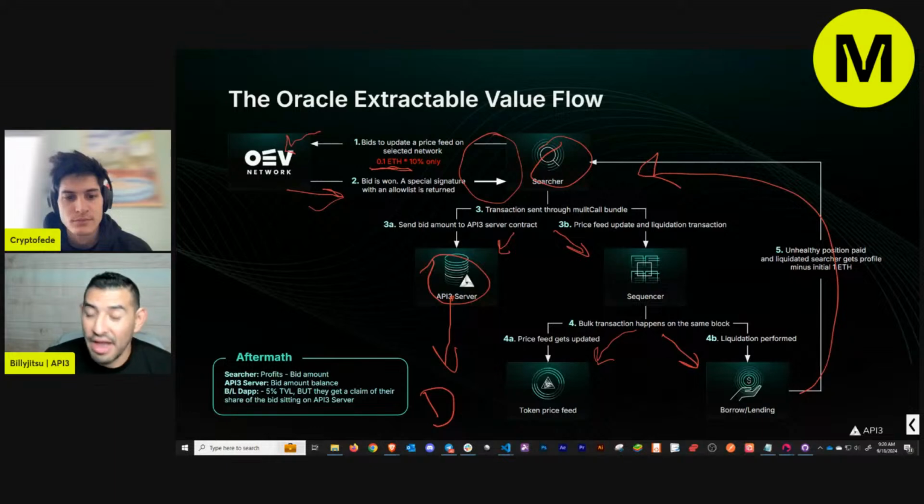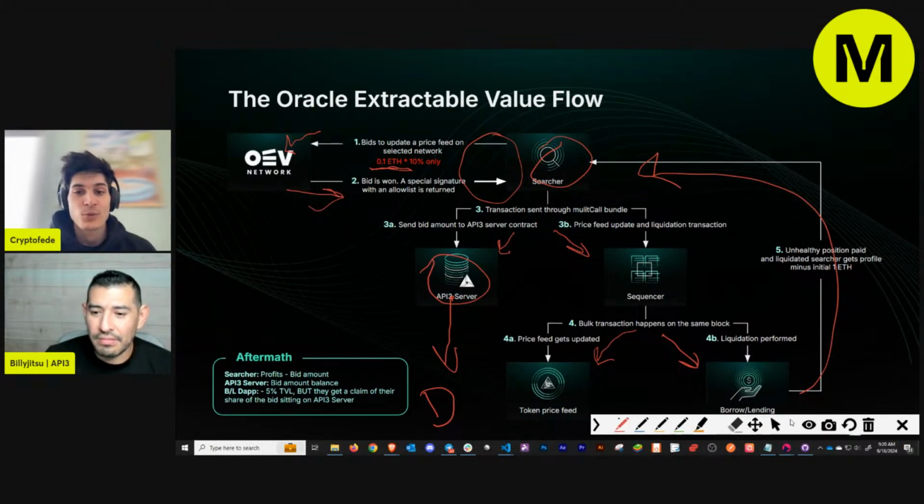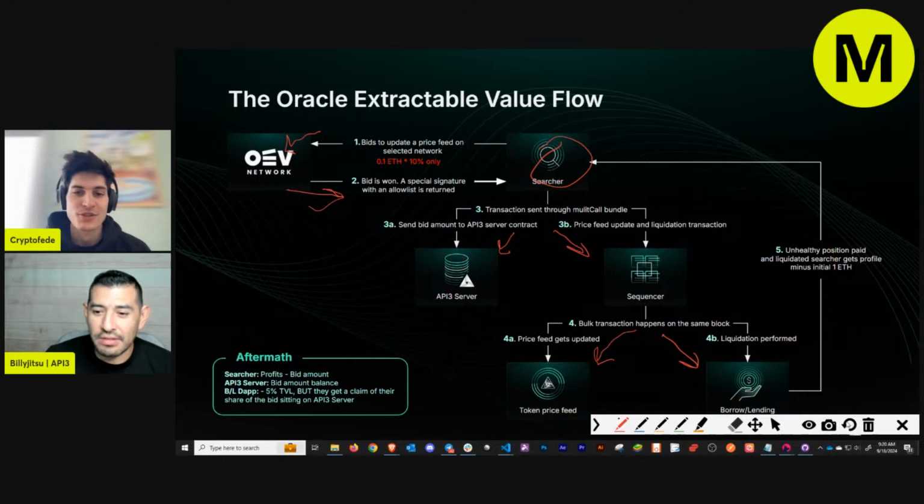It's up to the DApp how they want to move forward with that. But this is basically changing the game a little bit, because now we're getting something for people willing to do liquidations. And my question may be a little dumb, but who are the searchers? Like, who's playing the role of the searcher?